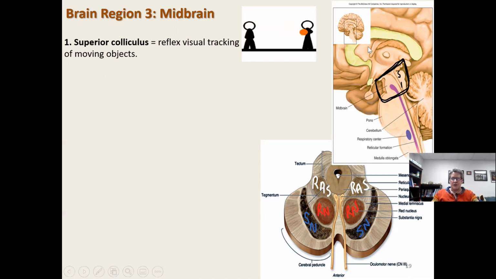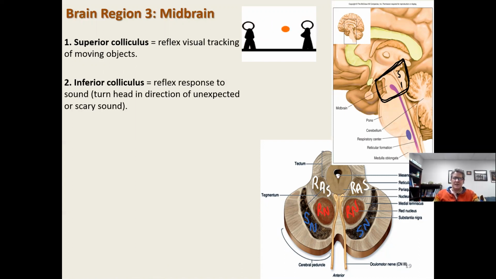So I've got a little GIF here of someone who's throwing a ball, and then the person over here has got a malfunctioning superior colliculus because they're not getting out of the way. All right? Okay. The inferior colliculus is about reflex responses to sound, especially unexpected sounds or sounds you've learned could mean danger is coming.